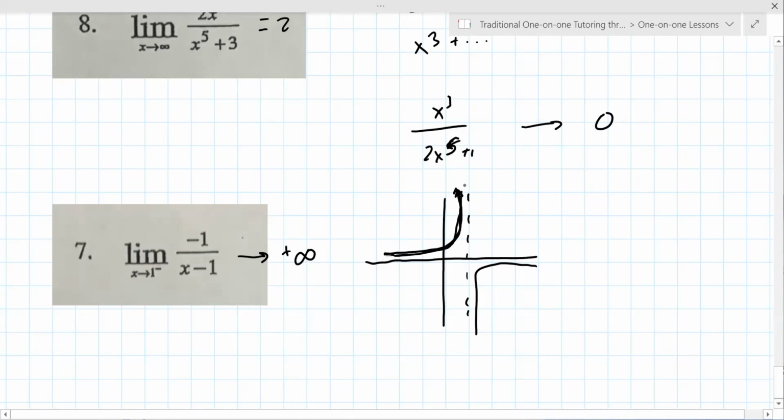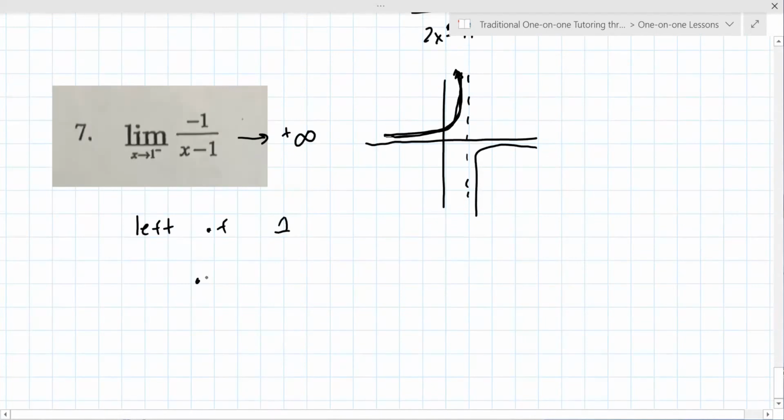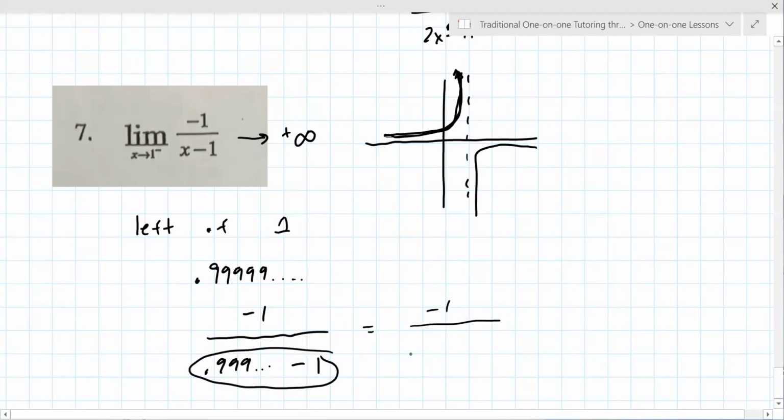So this ends up going to positive infinity, based on the graph. But there is another way, and I think this is what your instructor wants you to do, especially if you're not strong at graphing this. What's a number just a little bit to the left of 1? 0.9, yeah. What you do is imagine minus 1 over 0.999, however far out you want to go, and you evaluate. This is a negative 0.00001. So what is a negative over a negative? It's positive. 1 over that becomes infinity.